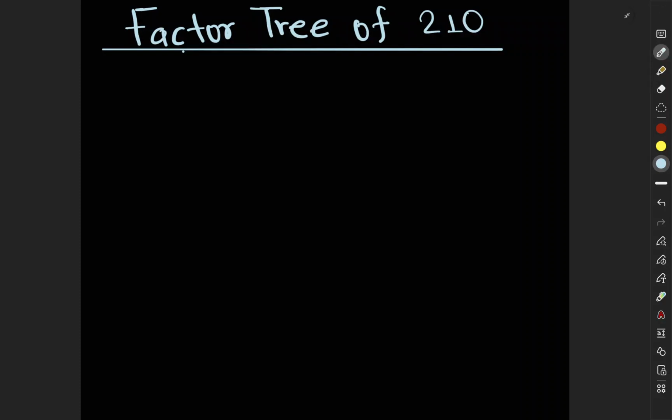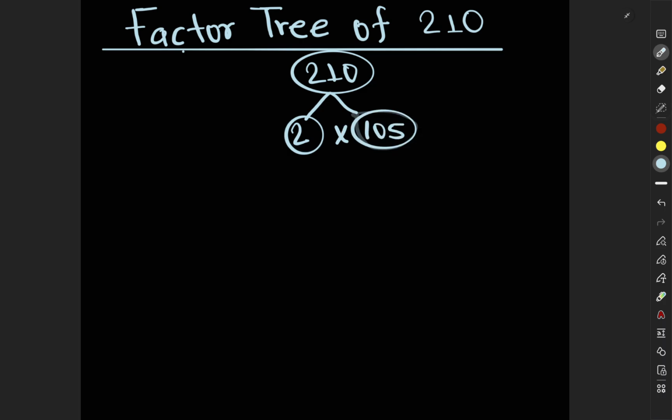Factorization of 210. So 210 can be written as 2 times 105. 2 times 105 means 210. 105 can be written as 3 times 35. 3 times 35 means 105.